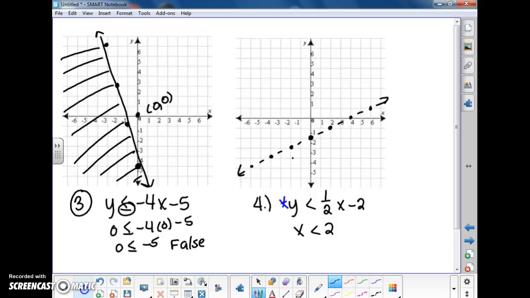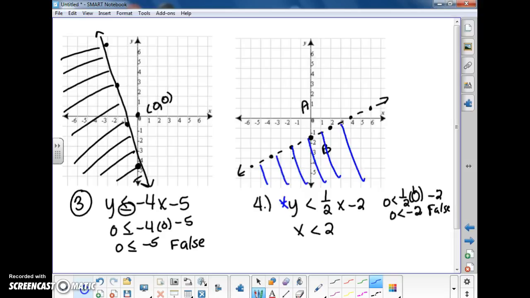And now I need to shade a region. I'll either shade region A or region B, and I'll use a test point. So I'll plug in 0 for y, 0 for x. Is 0 less than negative 2? That is a false statement. So I will not shade the side that contains 0, 0. And I'm going to shade in blue for this one.